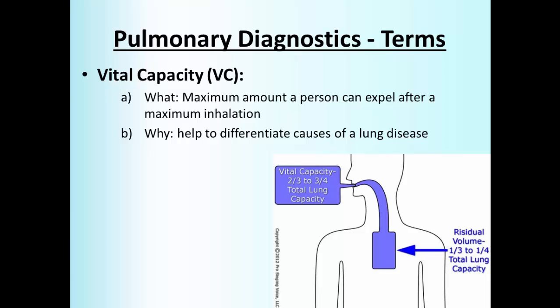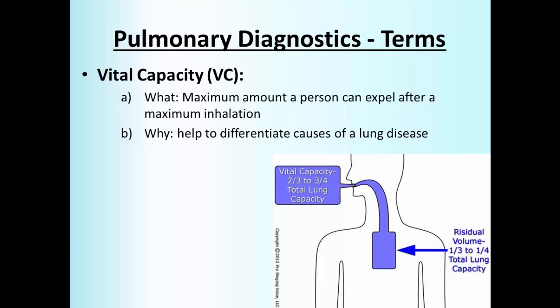Vital capacity is the maximum amount of air a person can expel from the lungs after a maximum inhalation. It is equal to the sum of inspiratory reserve volume, tidal volume, and expiratory reserve volume. Normal vital capacity is 3 to 5 liters. It can help differentiate between different causes of lung disease.